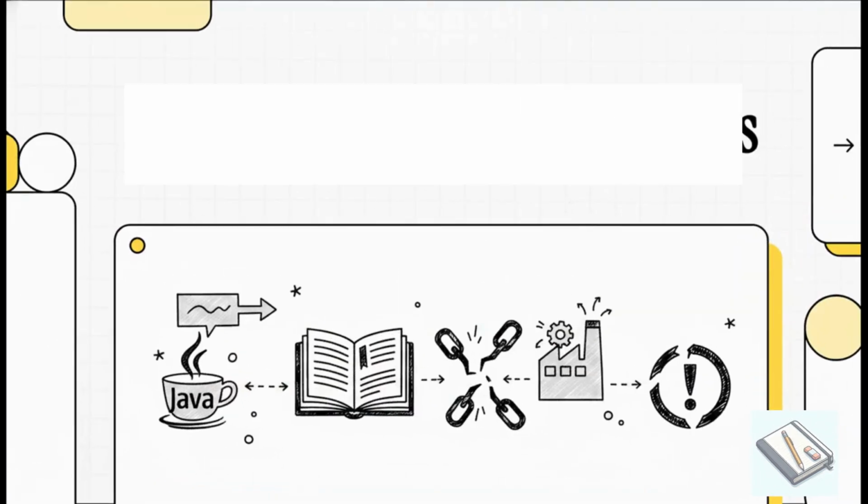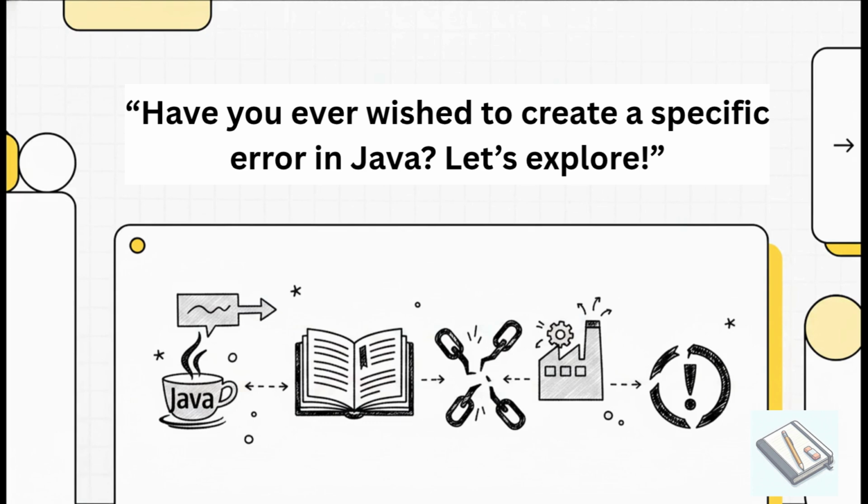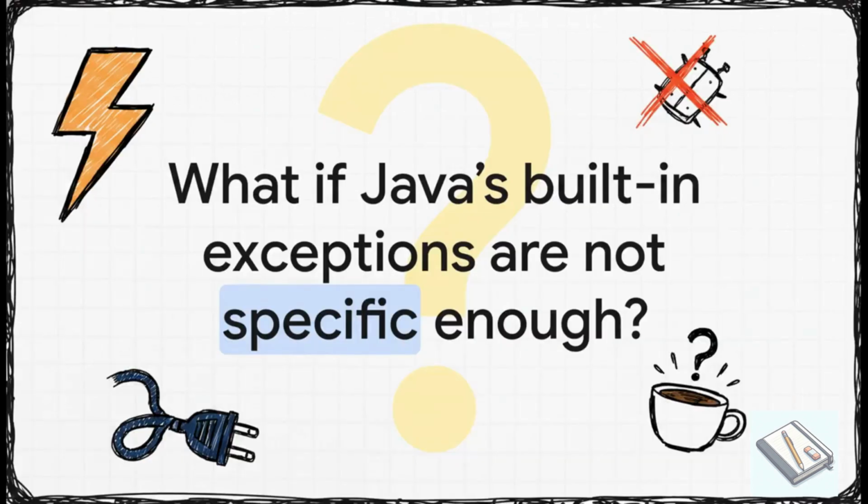Ever been coding in Java and just wished you could create a super specific error for a very specific problem? Well, you're in luck. Today, we're diving into exactly how to do that by creating your own custom exceptions. So let's kick things off with a question that probably sounds familiar. You're building an application, things are going great, but then you hit a snag.